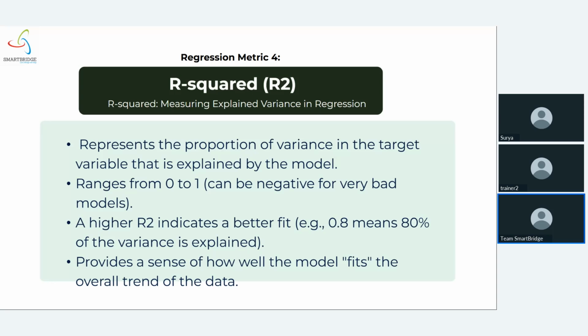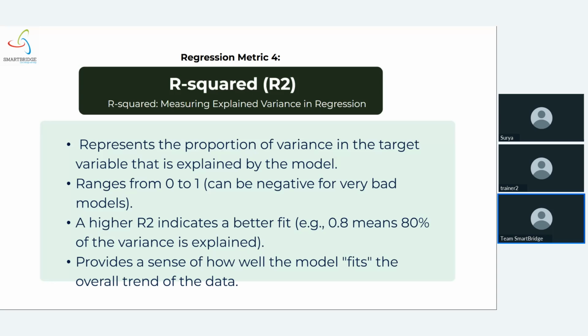So mostly the range will be 0 to 1, but if the model is performing worse than expectations, then the range will be less than 1. The interpretation goes like this: if R2 is equal to 1, the R square, that is the regression metric, the model perfectly explains all the variance in the target variable. That means it is perfectly good.